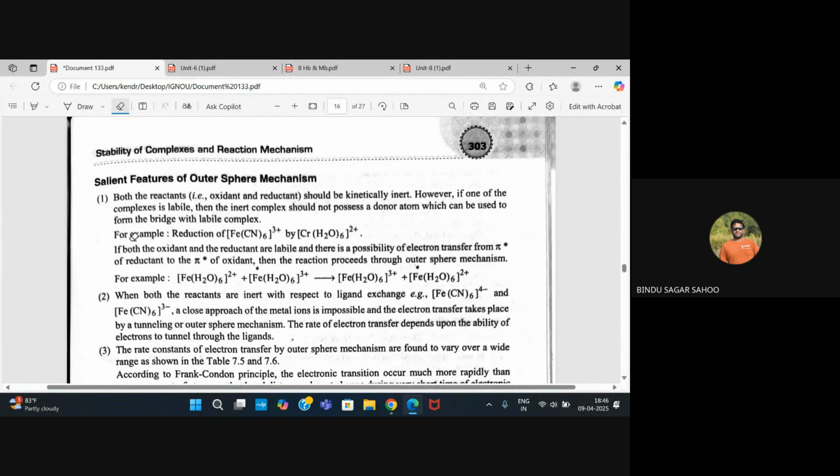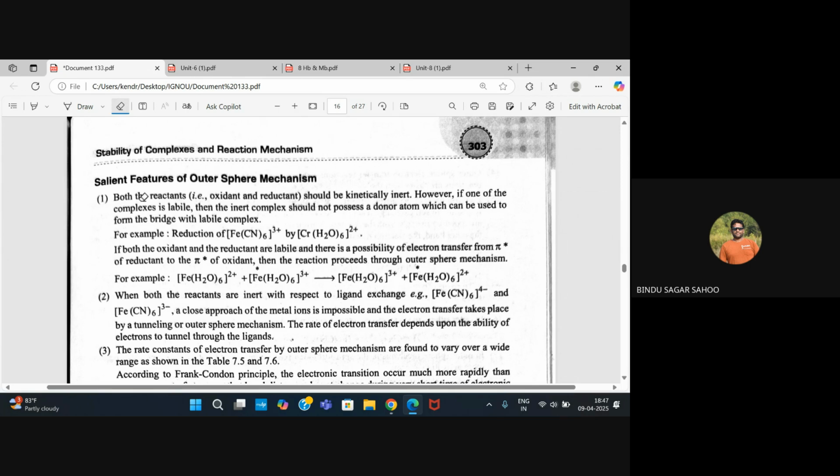In the first point, it is mentioned that both the reactants should be kinetically inert. If the two reacting complexes, one may be a reductant and the other an oxidant, they should be kinetically inert. However, if one complex is labile, the other inert complex should not possess a donor atom which can be used to form a bridge with the labile complex. The second point is not necessary here. It is describing the inner sphere mechanism. That means the first point is important.